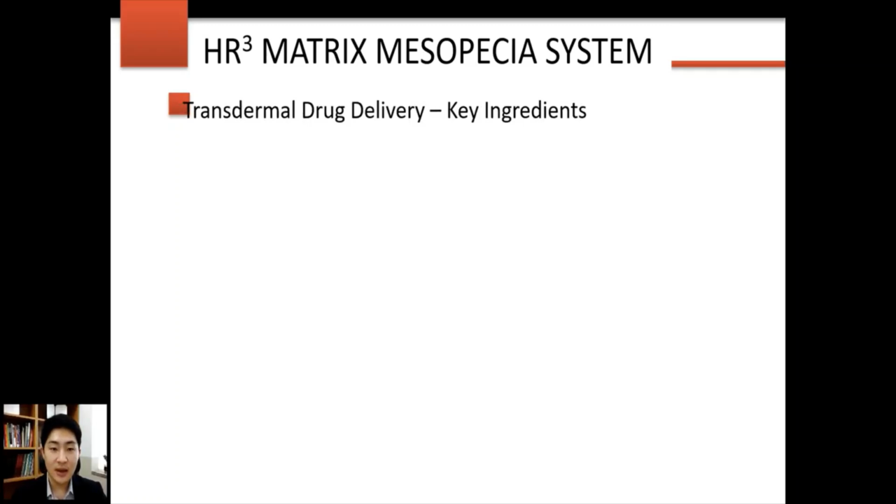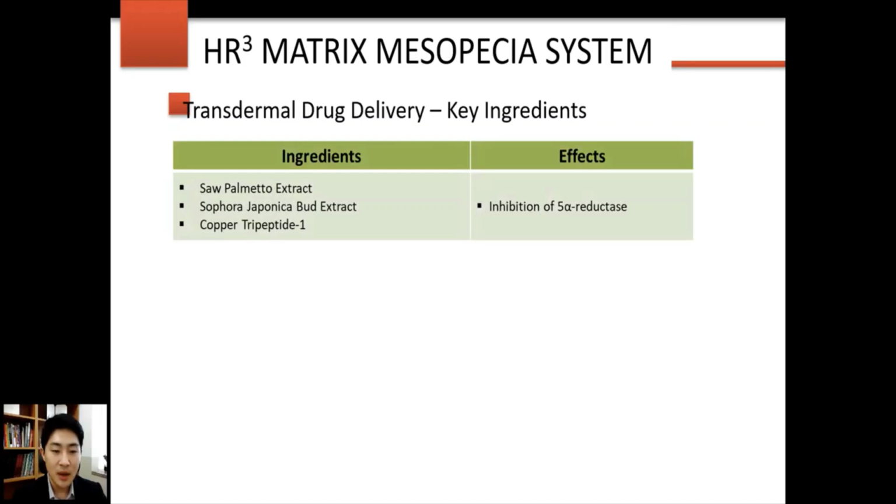Let's take a look at the key ingredients that this system uses to deliver into the skin. So saw palmetto extract, Sophora japonica bud extract, and copper tripeptide 1. They're used for the inhibition of 5-alpha reductase. Saw palmetto supplement is used to treat benign prostatic hyperplasia and to prevent prostate cancer as well. Considering that these prostatic diseases are strongly related to DHT, it is likely that saw palmetto extract would be effective in treating androgenic alopecia.